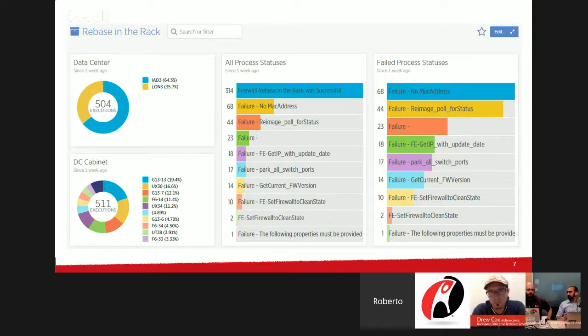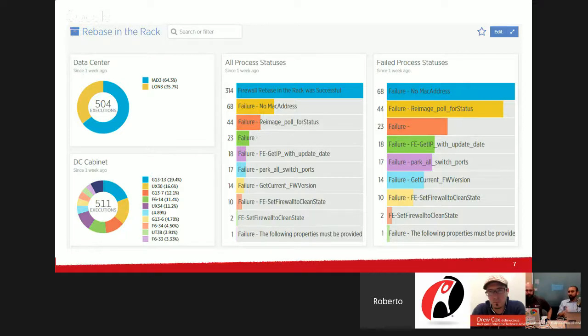One of the processes that works on the back end for that is the rebase in the rack. What this one does is, either when we get new inventory or when a customer churns their device, we rebase configure it. We clear out all of the data on there. We make sure that we clear out the VLANs. We basically reset it to where it's usable for another customer.